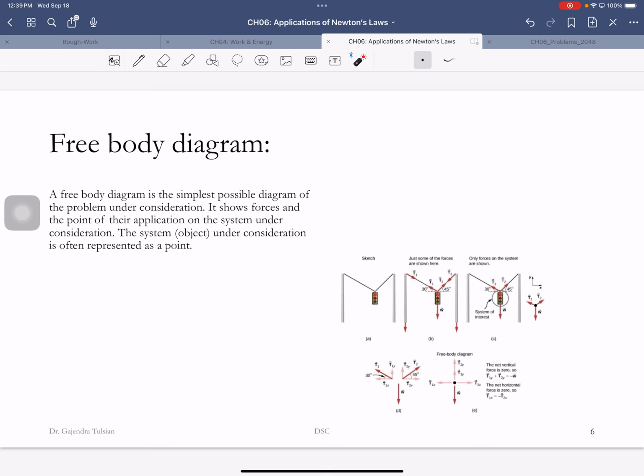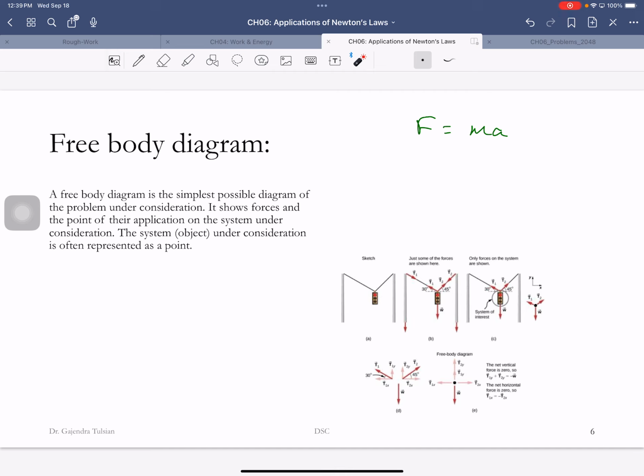All right, here's what we're interested in. Okay, so this is the kind of stuff we'll be interested in. Okay, here's an object. There are several forces acting on this object. The three forces acting on this object are the tension in this rope there, the tension in this rope there, and the force of gravity on this object.